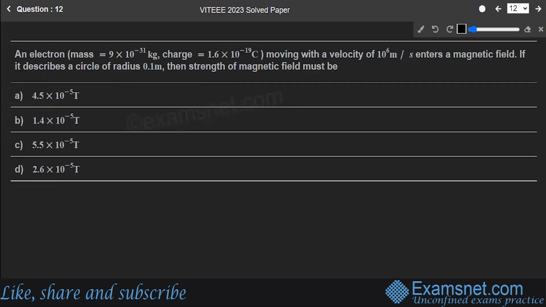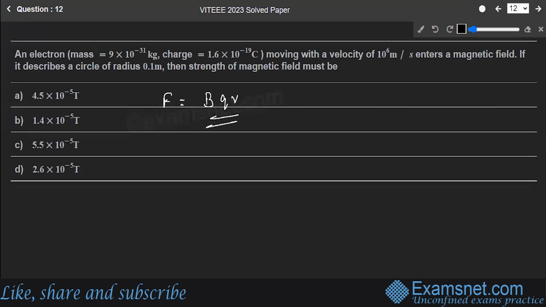It says an electron, mass given by this, charge given by this, moving with this velocity, enters the magnetic field. It describes a circle of radius 0.1 m, then the strength of the magnetic field must be. All right, so you have to find out the strength of the magnetic field. Force is equal to BQV.